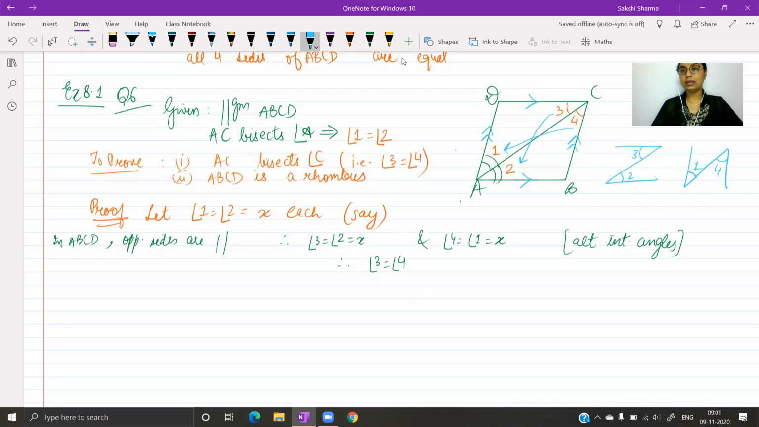Since angle 1 and angle 2 are equal to each other, what I did was assign them the same value. I represented angle 1 as x, and angle 2 also as x. When I relate these two angles, angle 3 is equal to angle 2, so the value of angle 3 will also be x.